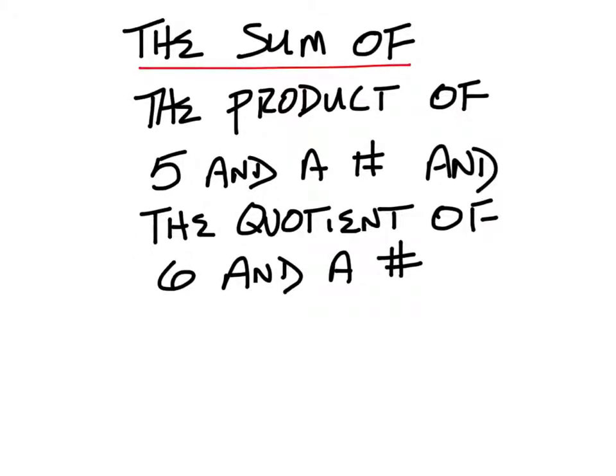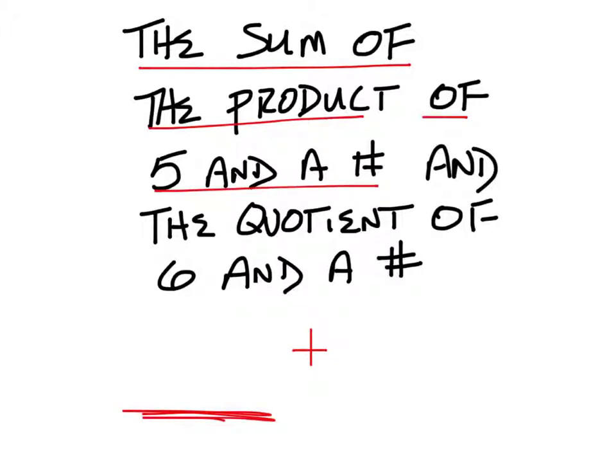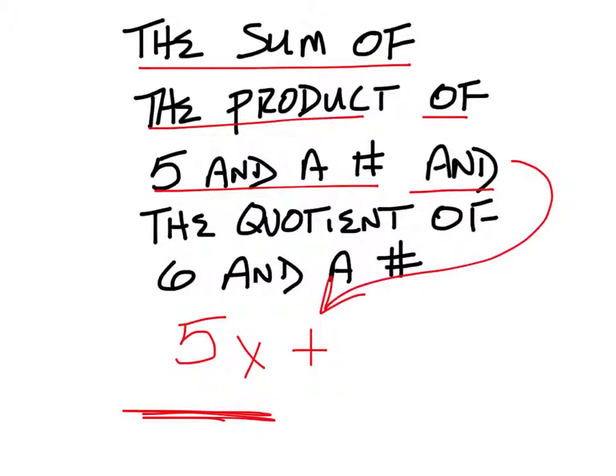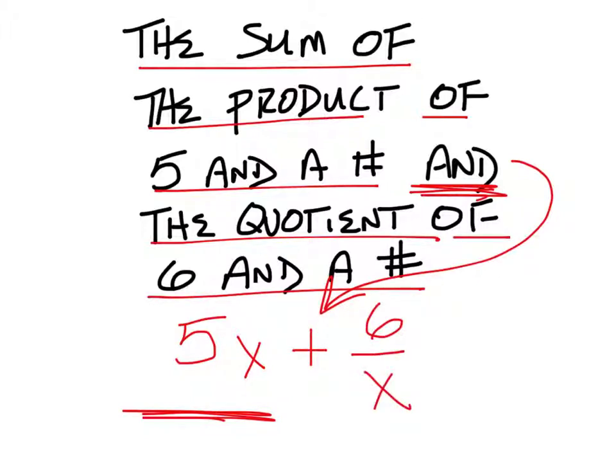The sum of means plus. The sum of the product of, which is going to be on the left side, 5 and a number, and signifies the division here for the addition. I know that sounds strange, division of addition, but it separates, that's a better word. Separates the addition problem in half here with this word. The quotient of 6 and a number. So 5x plus 6 over x.